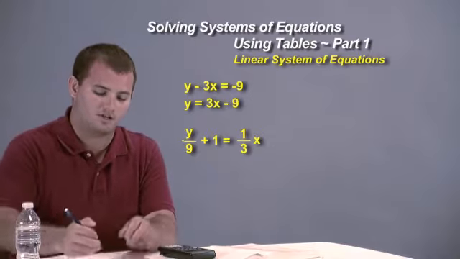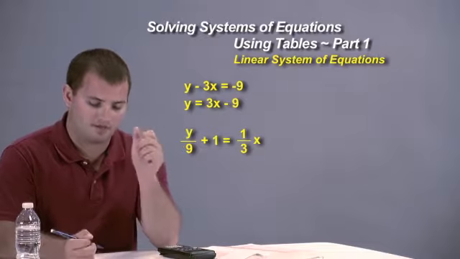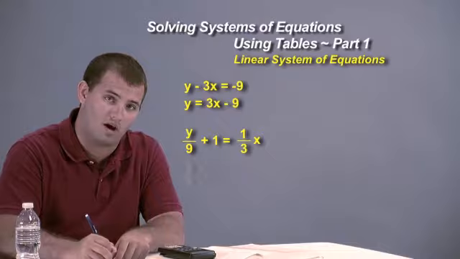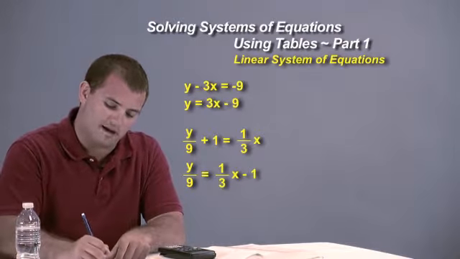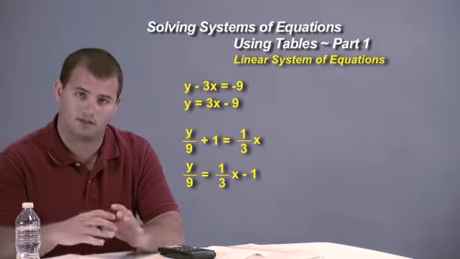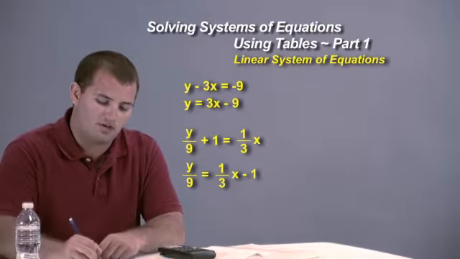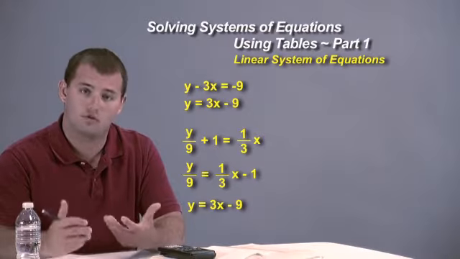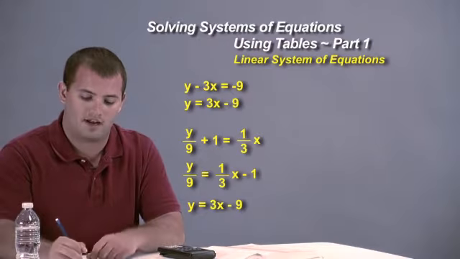Our second equation is y divided by 9 plus 1 is equal to 1/3 x. So let's solve for y. The first thing I will do is subtract 1 from both sides. So I will have y divided by 9 is equal to 1/3 x minus 1. Okay? And then to solve for y, to get it by itself, I will multiply both sides of the equation by 9. And in doing so, I will have y is equal to, okay, 9 times 1/3 will be 3, so it'll be 3x, and then negative 1 times 9 is negative 9.